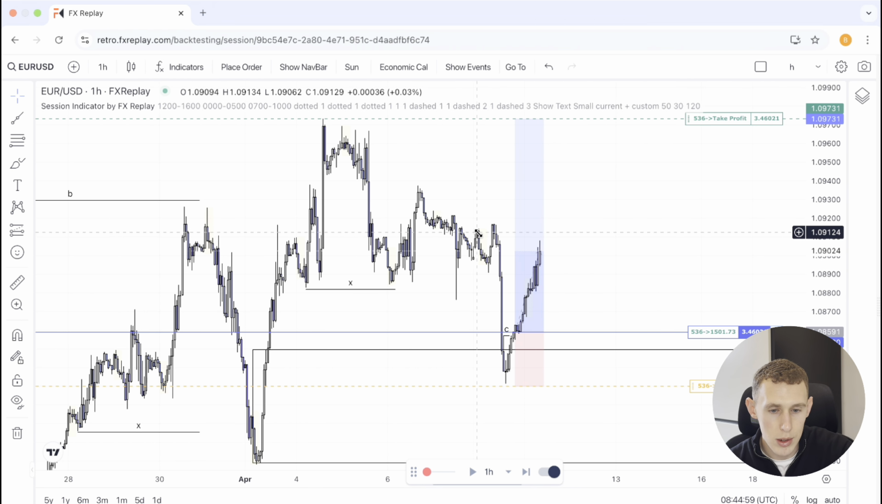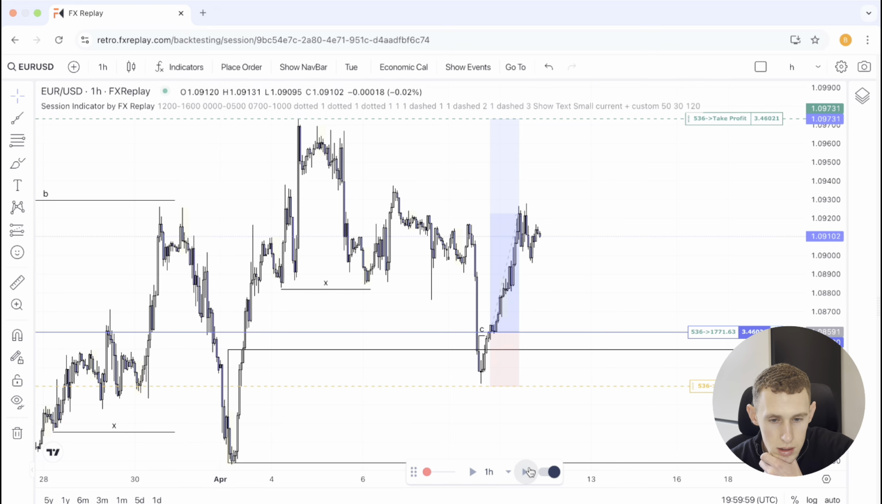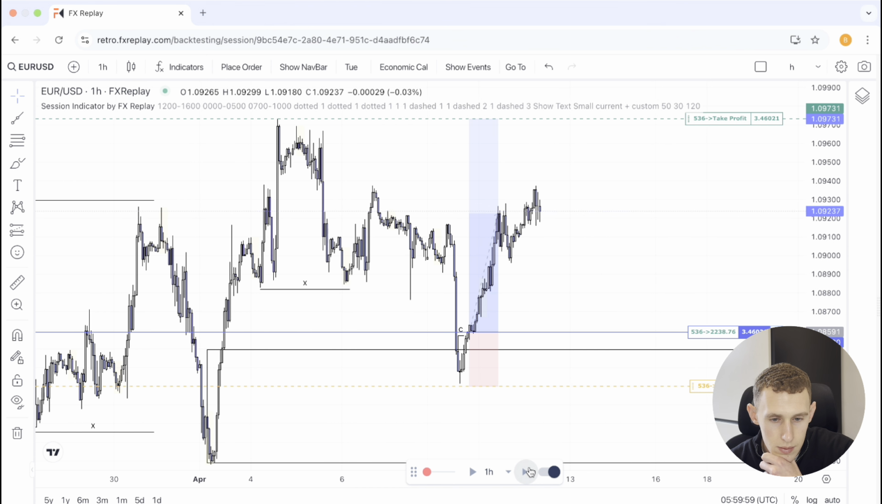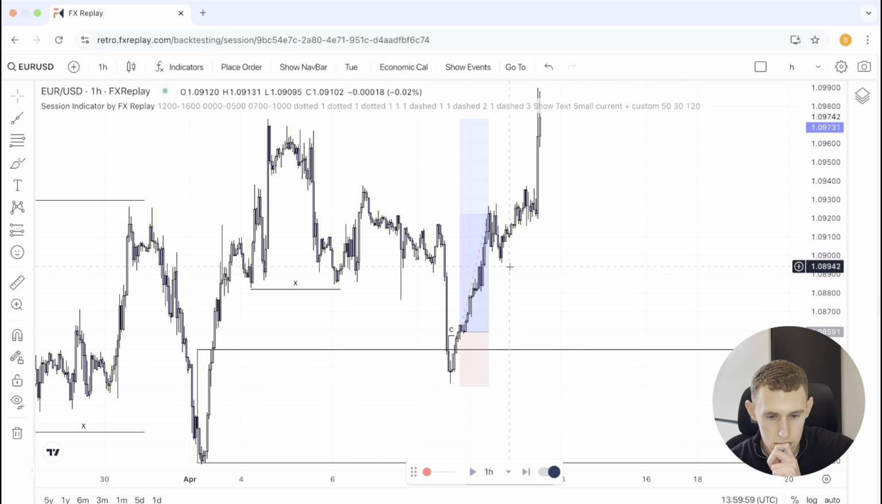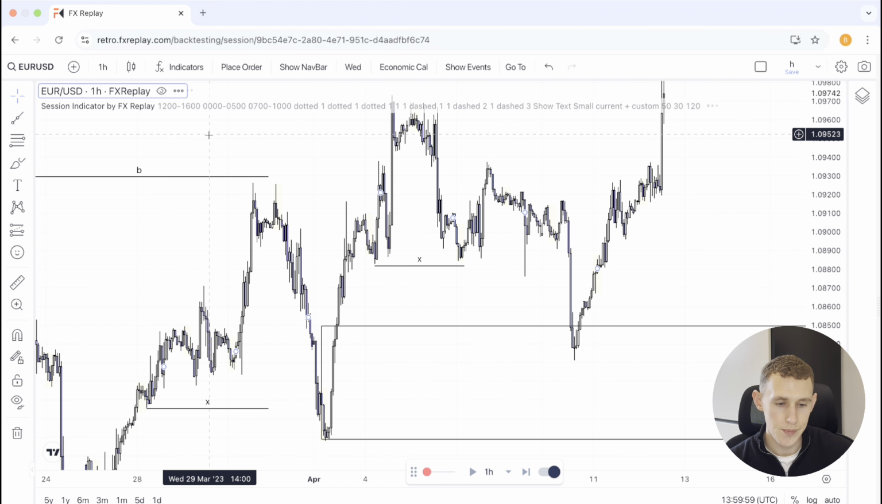Let's see if it can keep pushing. You would at least expect it to head up into these highs. There's not really anything stopping it. Cool, and there we go. So TP hit on that one for another 4%.